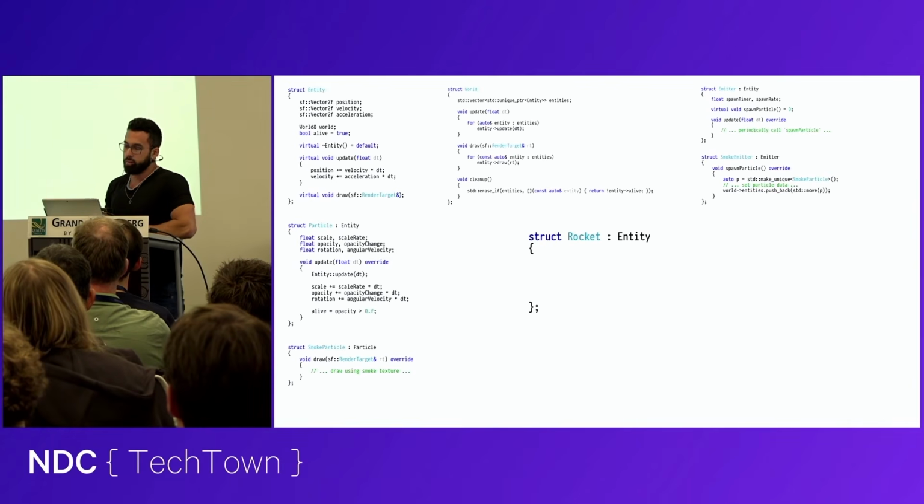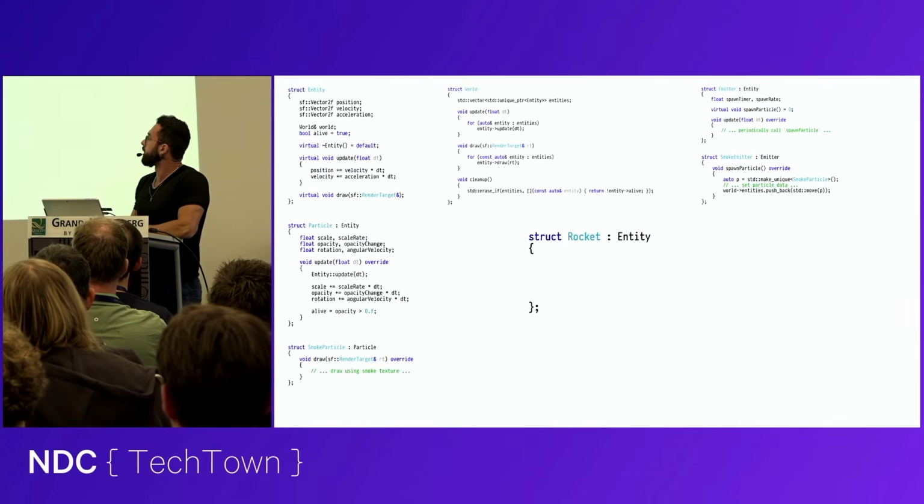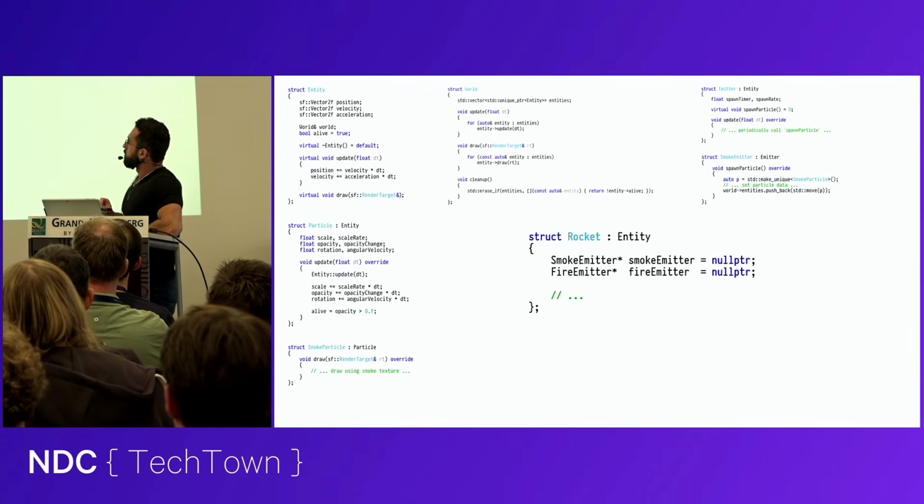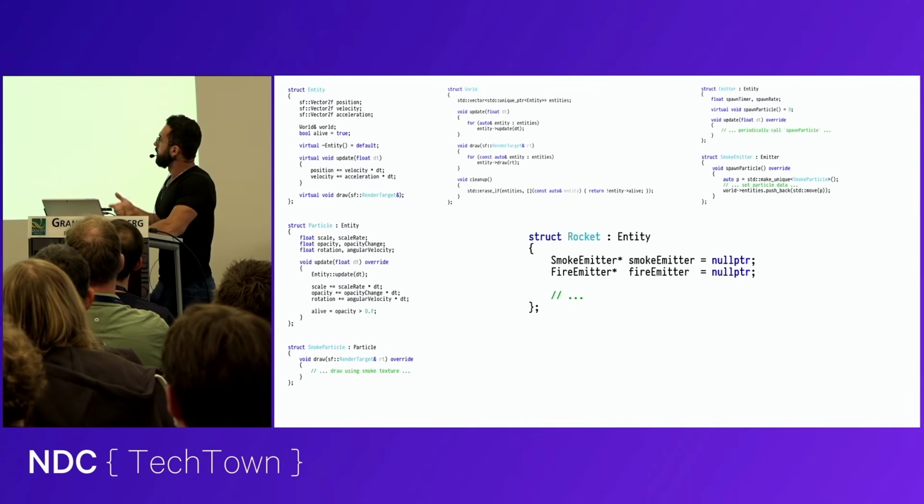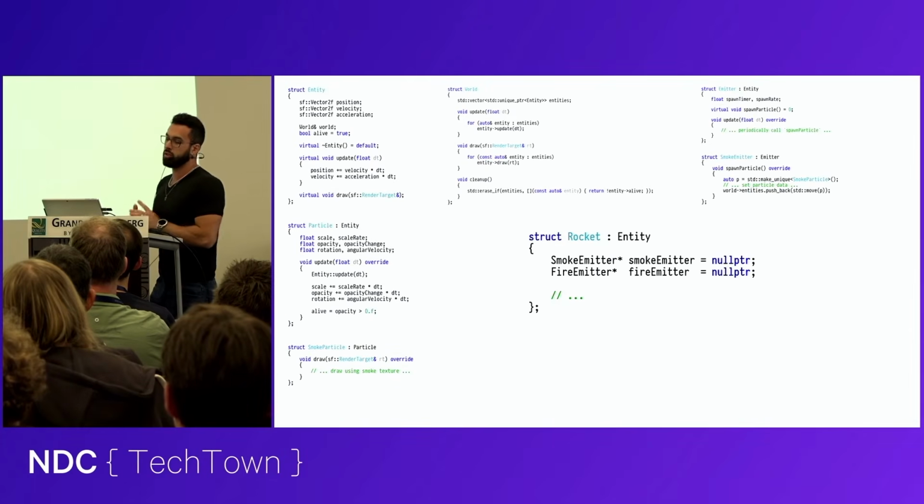Very last thing is going to be the rocket, and I want to show you this just to make it a bit more interesting. We're going to have the rocket have some associated emitters with it, in this case a smoke emitter and fire emitter, that will continuously get updated to match the position, velocity, and speed of the rocket.